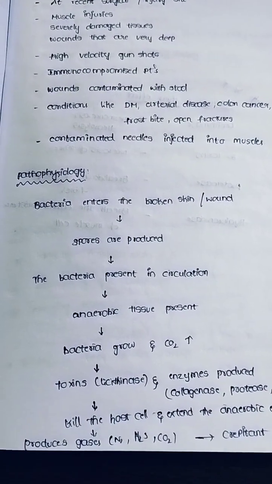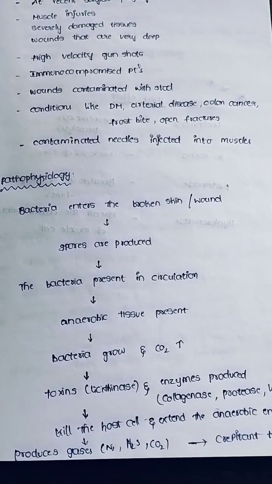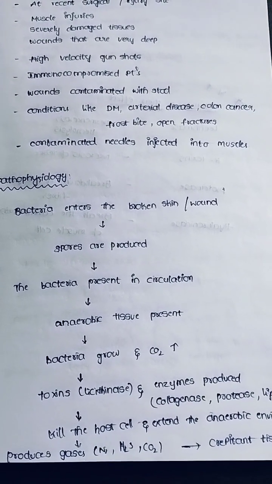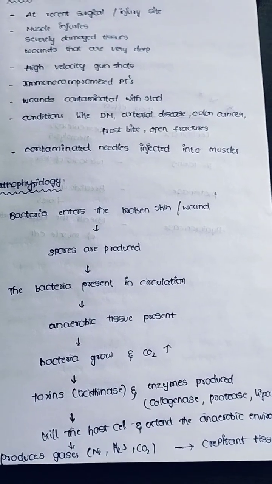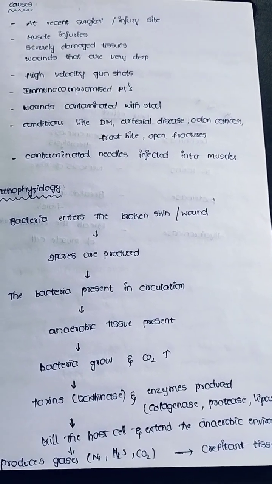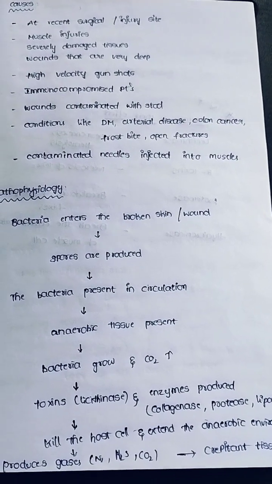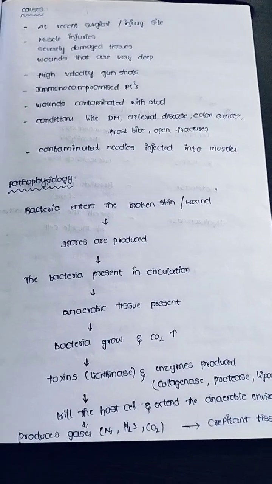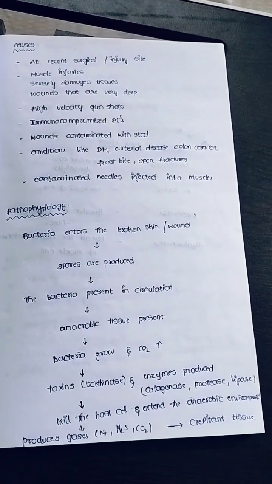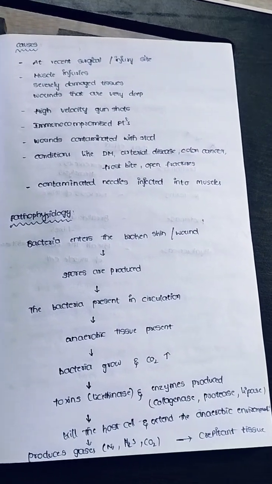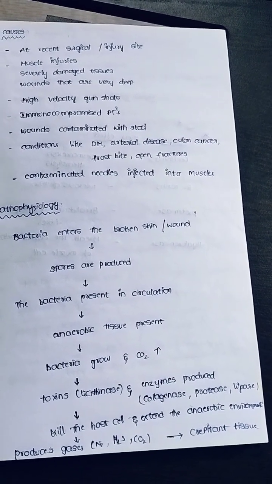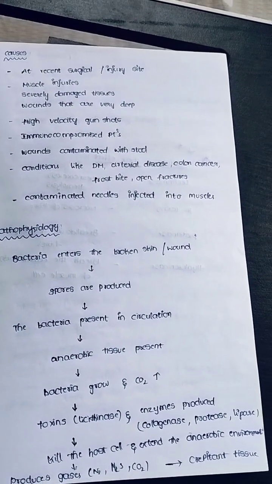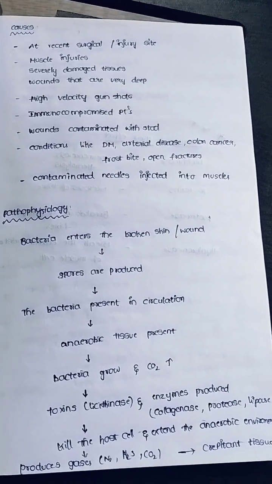What is the pathophysiology of gas gangrene? Usually, the bacteria enter through broken skin or a wound, where spores are produced. The bacteria are present in the circulation already, and anaerobic tissue is present. So the bacteria grow and carbon dioxide increases, which leads to the release of toxins like lecithinase, and enzymes are also produced like collagenase, protease, and lipases. These toxins and enzymes kill the host cells and extend the anaerobic environment and produce gases like nitrogen, hydrogen sulfide, and carbon dioxide, which causes crepitant tissue. That means dead tissue.